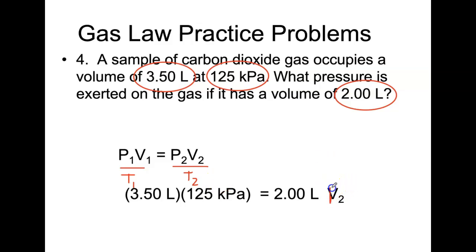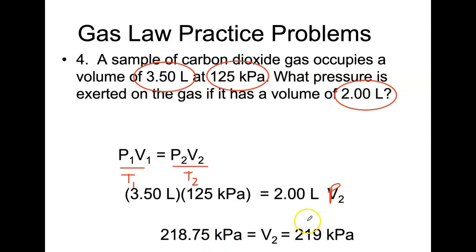Except for this should be P2. Because I've got my volumes and I've got my pressure left in kilopascals. And so as I solve this one, and I can leave it at 3 significant figures, my pressure is still in kilopascals. So if I change it to atmospheres, then it would be in atmospheres.